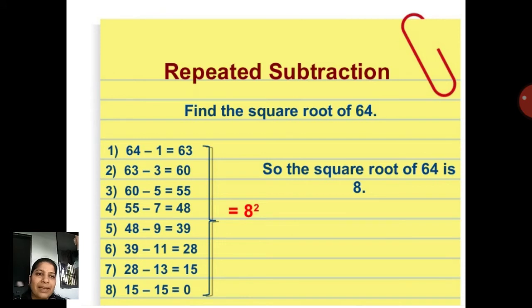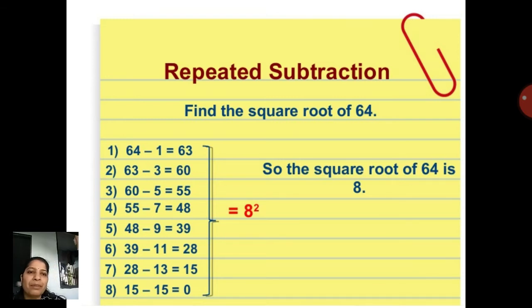Then 3, we get 60. Then 5, we get 55. Then from 55, we subtract 7, we get 48. From 48 we subtract 9, we get 39. From 39 the next odd number is 11, so we subtract 11 and get 28. In the same way we subtract 13 from 28, we get 15. The next odd number is 15, and 15 minus 15 is 0.